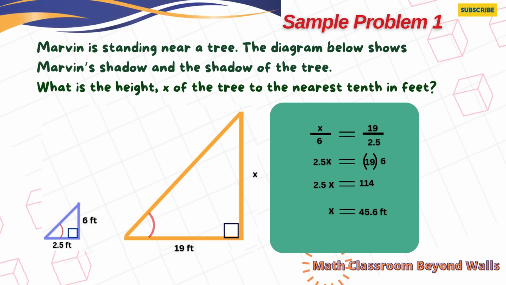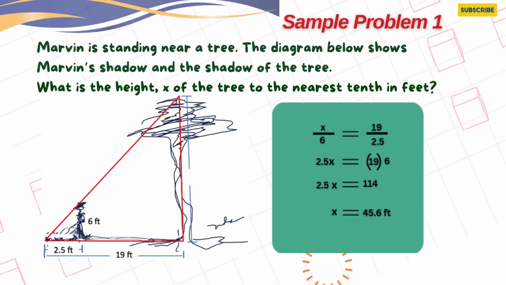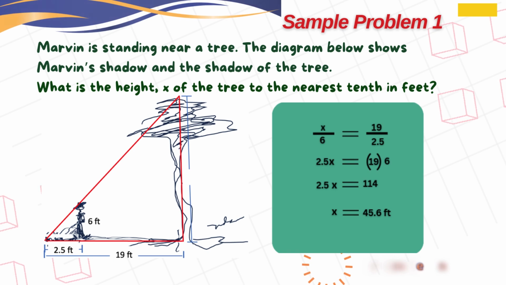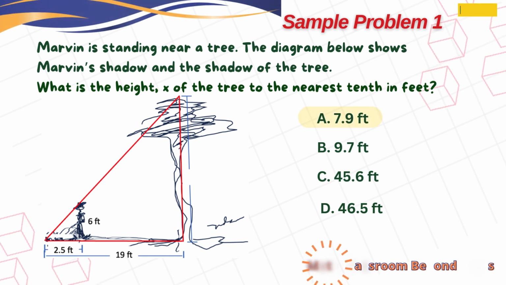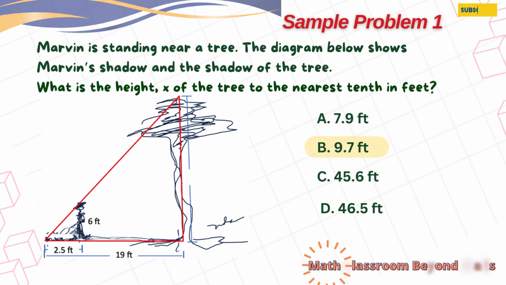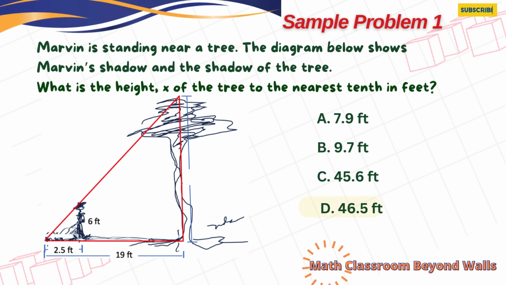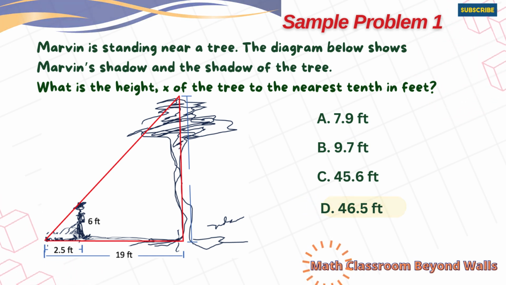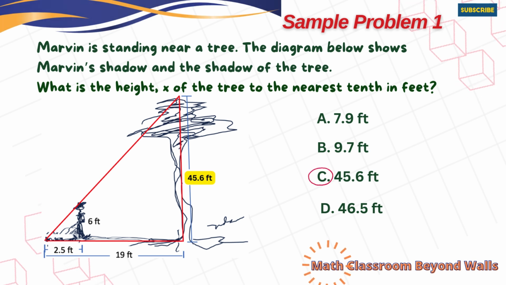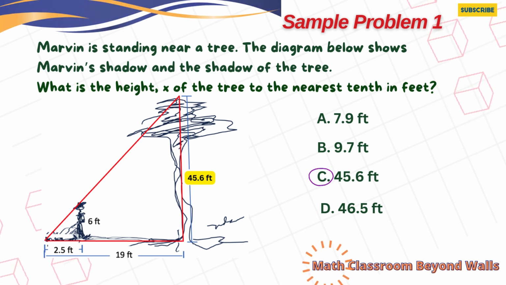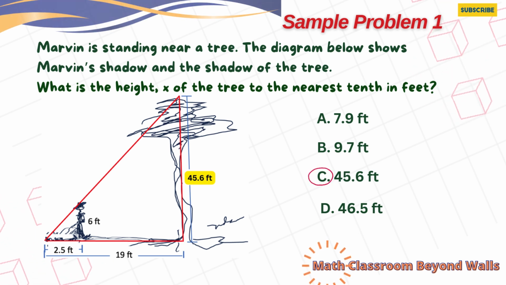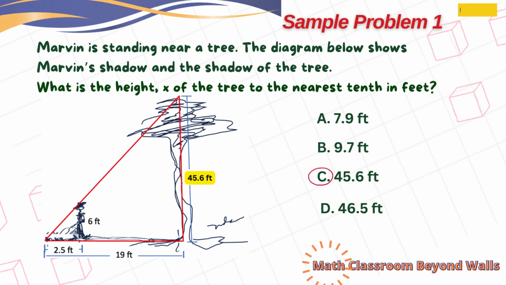Bingo, we have an answer. The height of the tree is 45.6 feet. So, what is our answer, learners? Is it option A, option B, option C, or option D? Okay, so the answer is option C. I hope you were able to understand why we use triangle similarity, in particular, right triangle similarity, in solving the height of the tree in this problem.